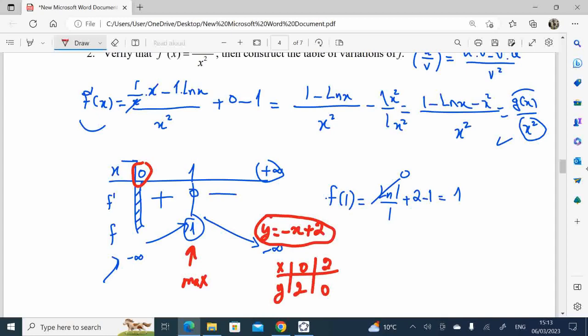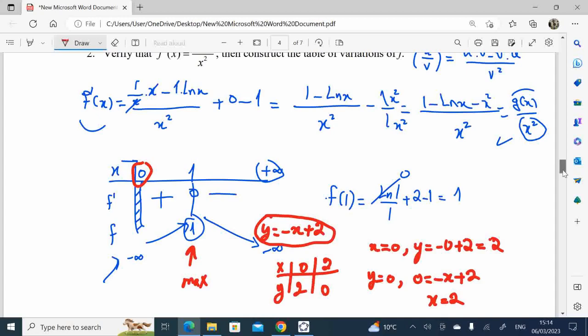So let me write it here. If x is 0, y will be equal to minus 0 plus 2, which is 2. And if I give y equal 0, we have 0 equal minus x plus 2. And to find x, we take x to the left side, so x will be equal to 2. So these 2 points, we plot these 2 points in order to draw the graph of the oblique.